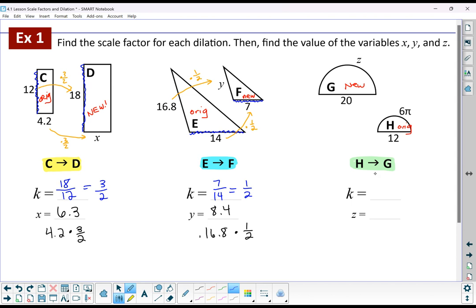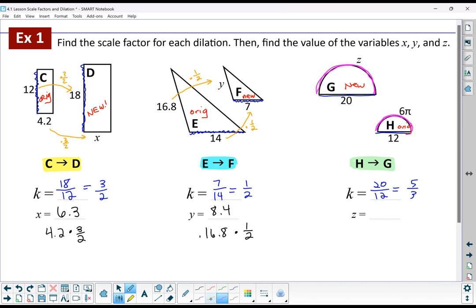For the scale factor, I want to take the new length, 20, and divide it by the original length, 12. And 20 divided by 12 is the same as the fraction 5/3. So our scale factor for this dilation is 5/3. We want to calculate this arc length right here. So that's given the letter Z, the original shape's arc length is 6.